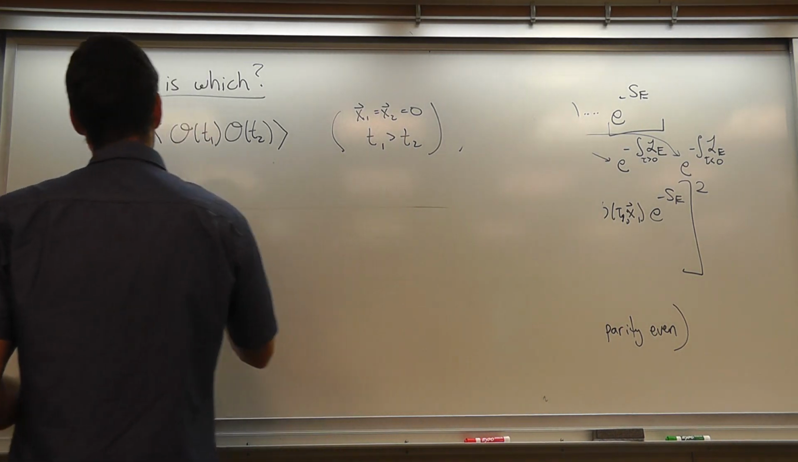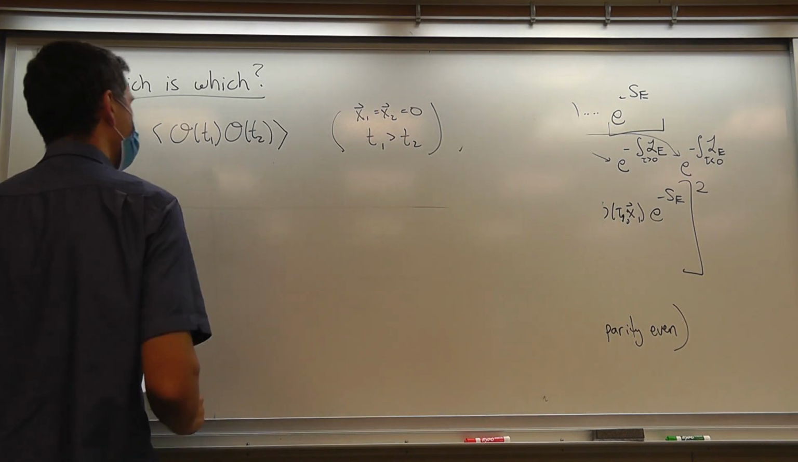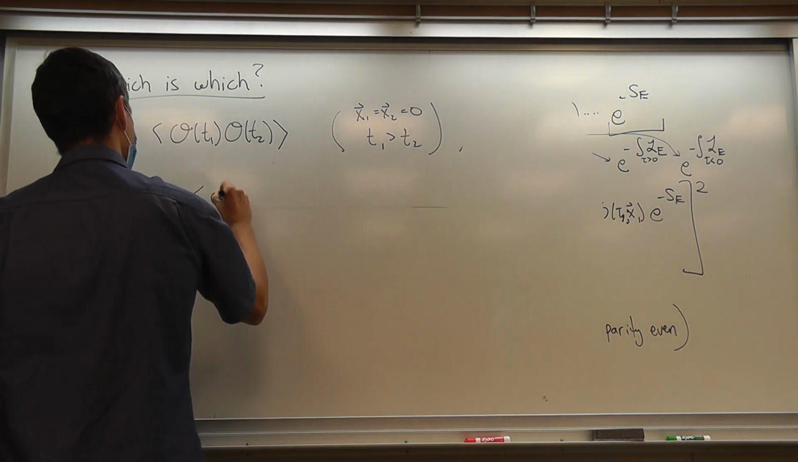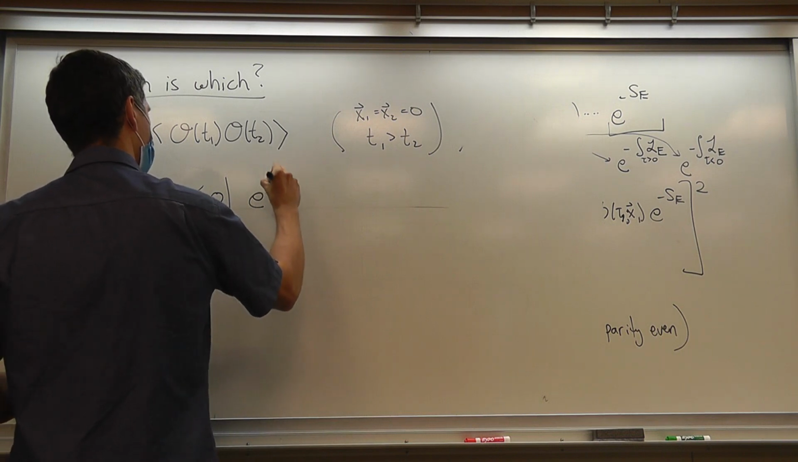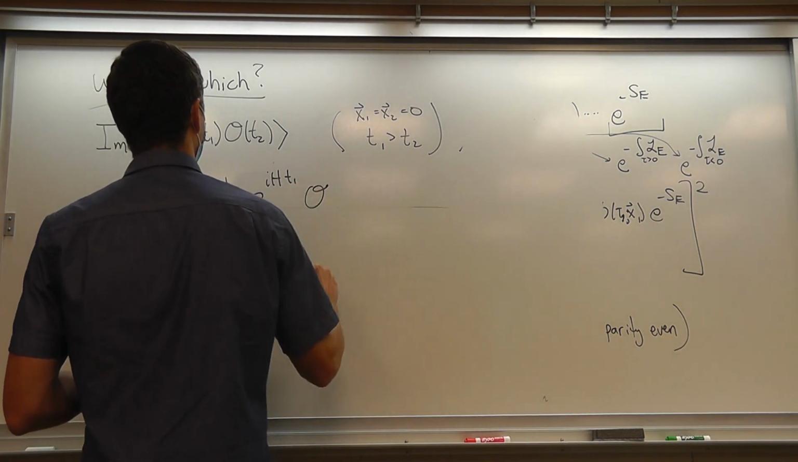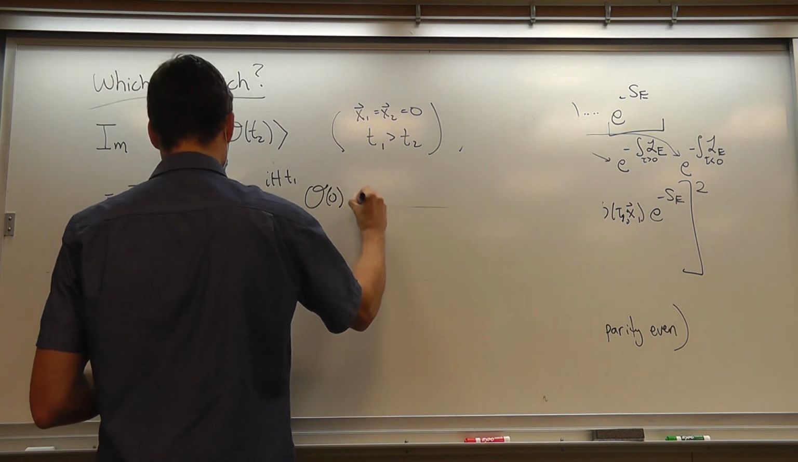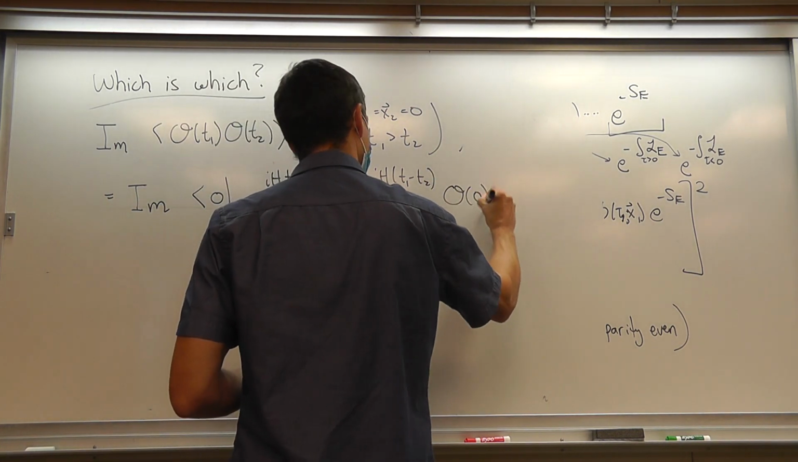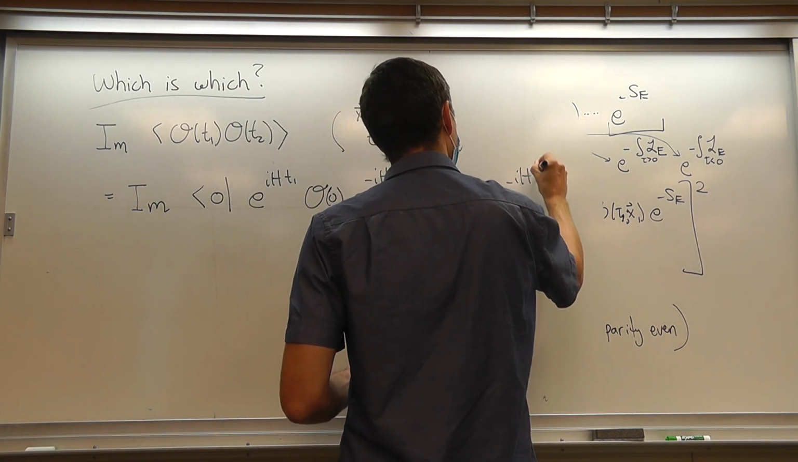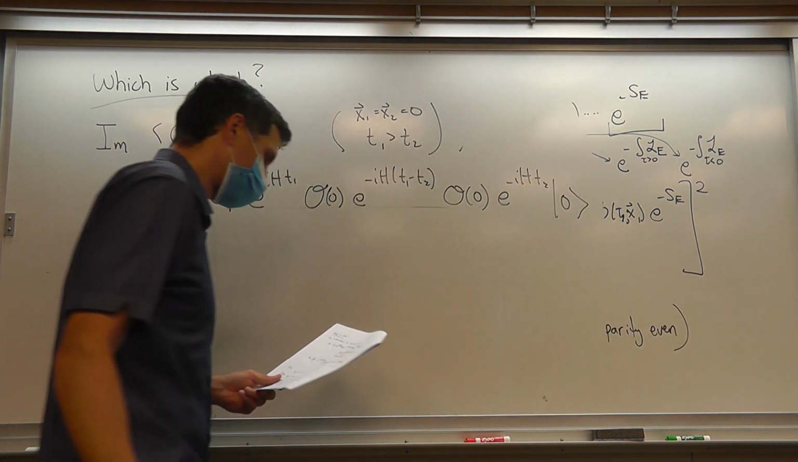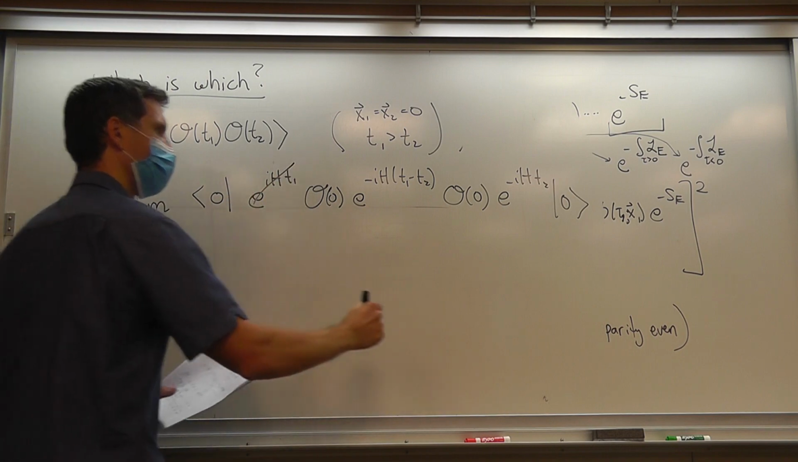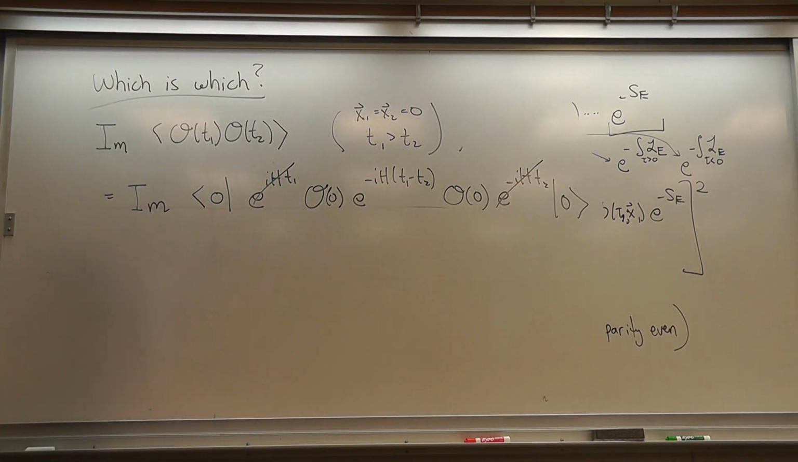Okay, if we want all of these manipulations we're doing to agree with the operator formalism, let me write it out in operators. This is e to the iH t1, O of 0, e to the minus iH (t1 minus t2), O of 0, e to the minus iH t2, on vacuum. The Hamiltonian doesn't do anything when it hits the vacuum, so I can erase those terms.